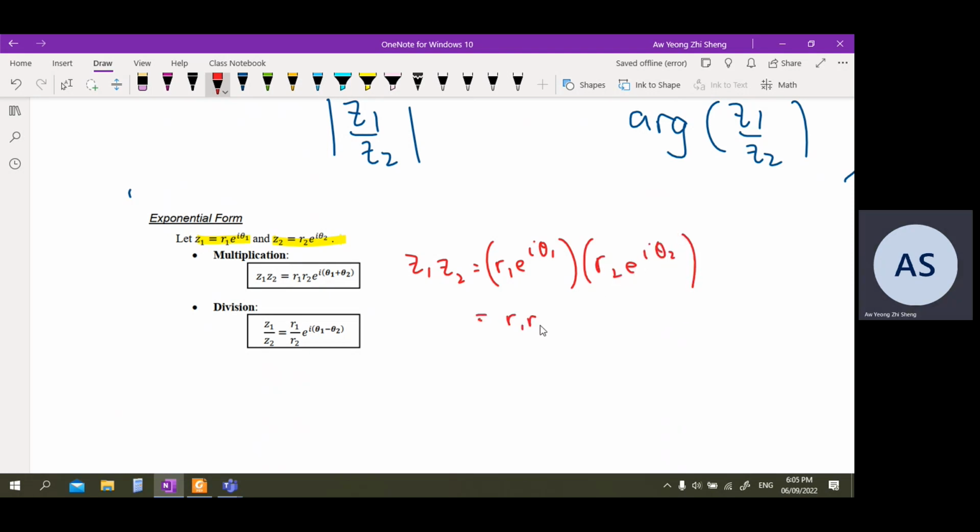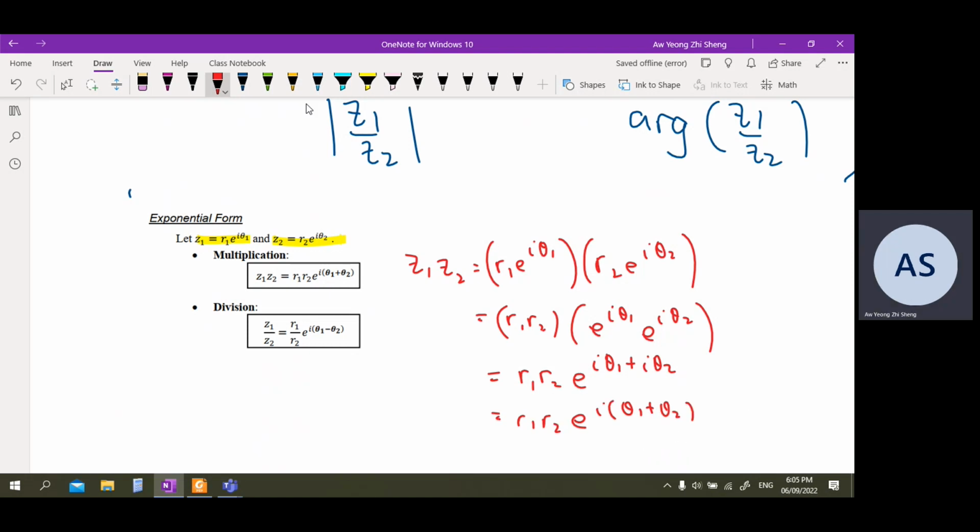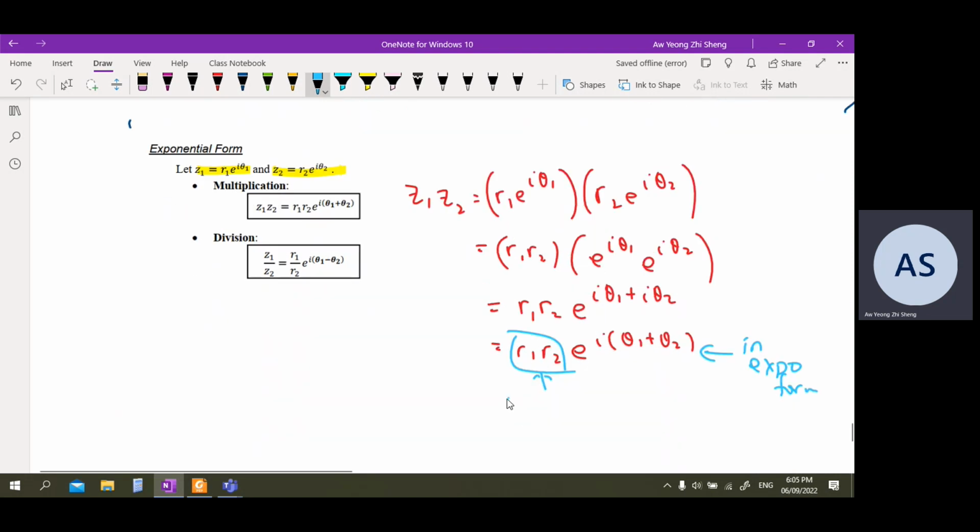Then if I group my R1, R2 together and the exponential terms together, then for the two exponential terms, I have indices of the same base multiplied together, so I can add up the powers, i theta 1 plus i theta 2. And then R1 R2 e^(i(theta 1 plus theta 2)). And this is actually in exponential form, where R1 R2 becomes your new modulus, or the so-called new R, and this is actually your new theta.